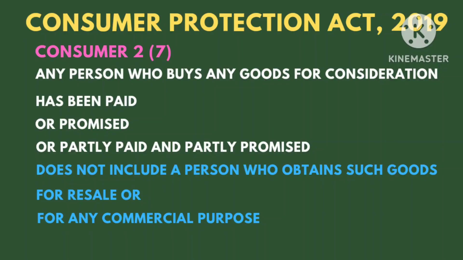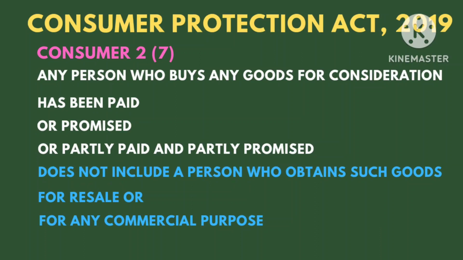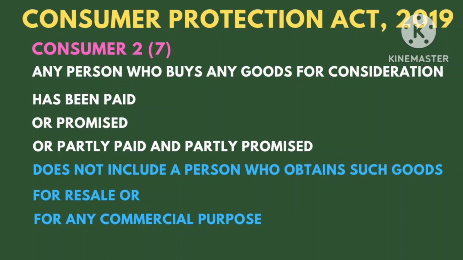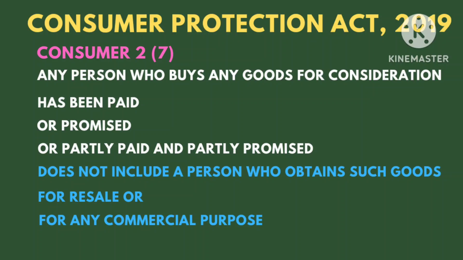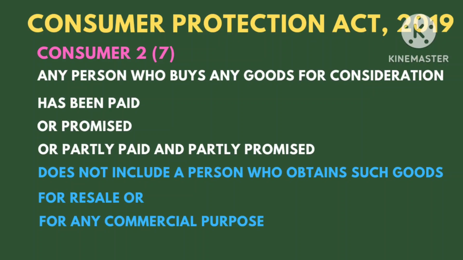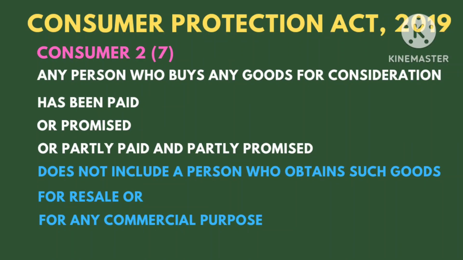As per Section 2 subsection 7 of the Consumer Protection Act 2019, consumer means any person who buys goods for a consideration. Any person who buys for a consideration that has been paid or promised, or partly paid and partly promised, is a consumer, but does not include a person who obtains such goods for resale or any other commercial purpose.